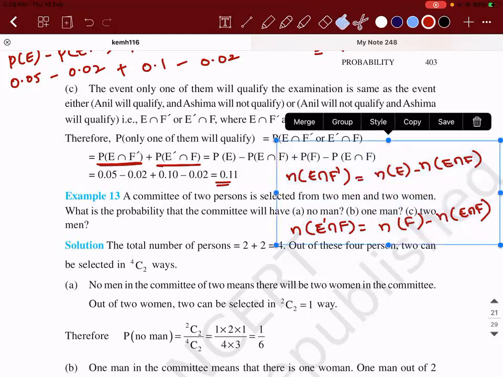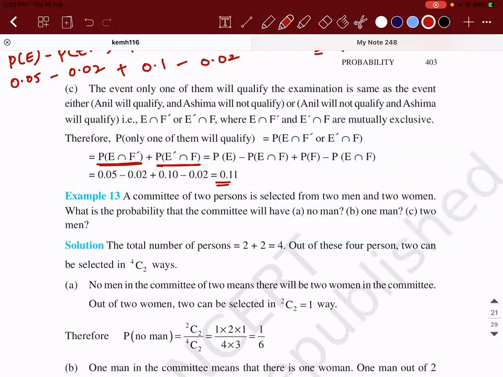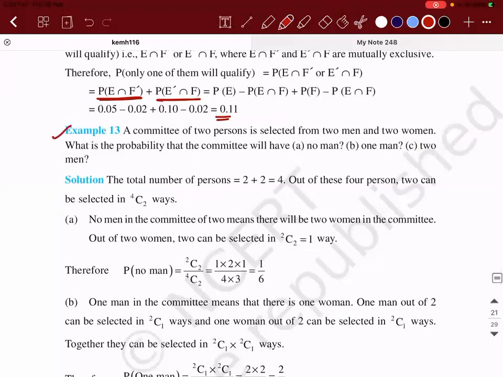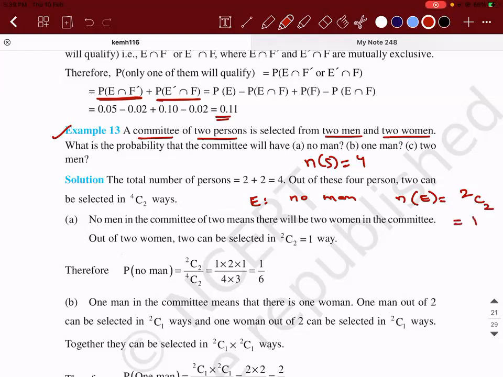Shall I do one last problem? A committee of 2 persons is to be selected from 2 men and 2 women. What is the probability that the committee will have no men? Total number of people is 4. Event E is no man. So what will be the number of elements in event E? From the 2 women available, you need to choose 2. Correct? That can be done in one way.